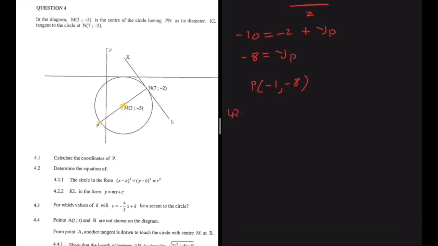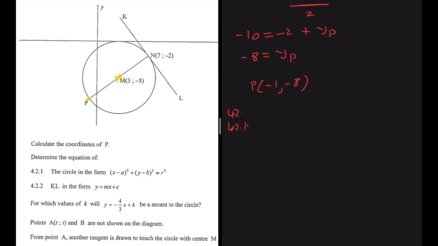Let's do 4.2, and then we have 4.2.1. So 4.2.1 is saying let's determine the equation of the circle in the form (x minus a) squared plus (y minus b) squared is equal to r squared. So here we're going to use the coordinates of m again, right?